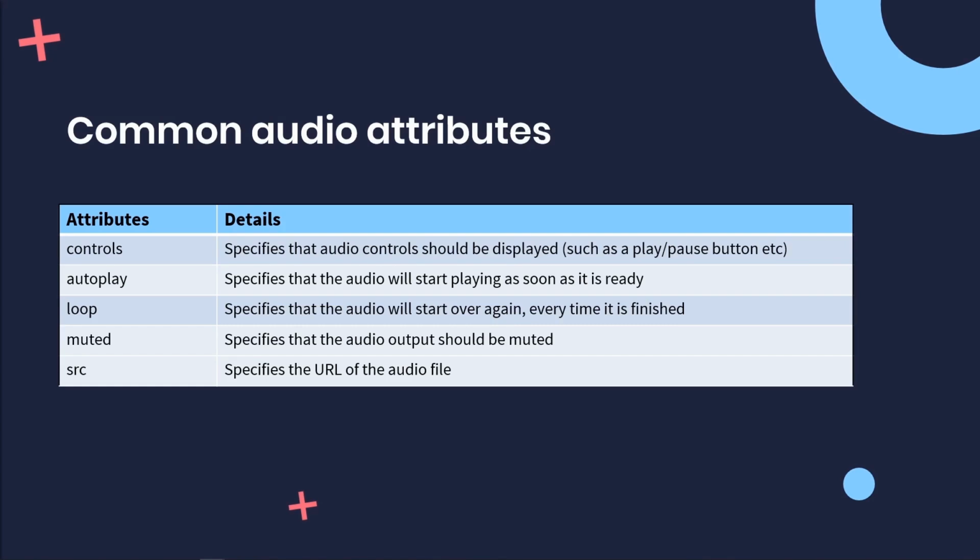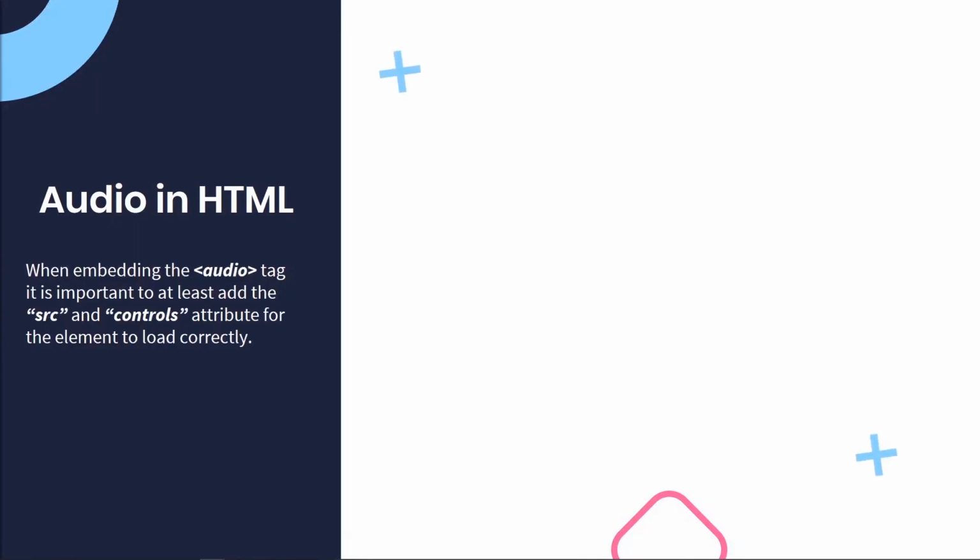Now, I said there are certain things we must take into consideration when we use the audio tag. Essentially, when we embed audio using the audio tag, we must at least use the source as well as the controls attribute to load the audio correctly, else the audio is just not going to play, or you might just run into a bug.